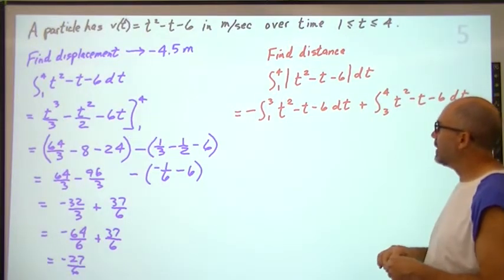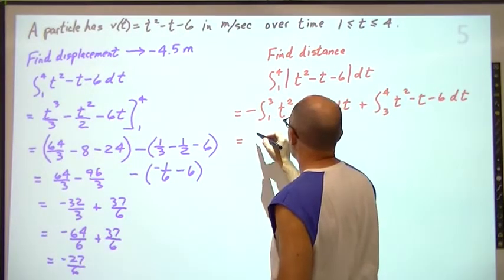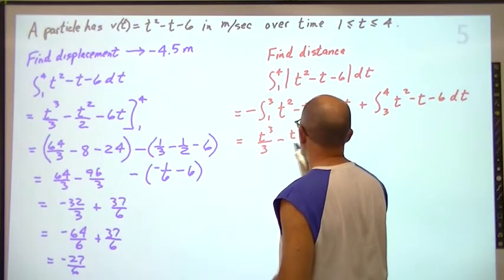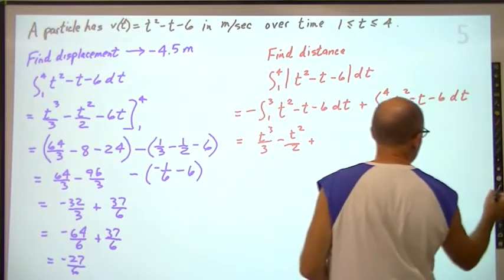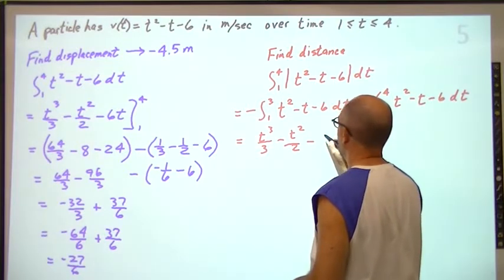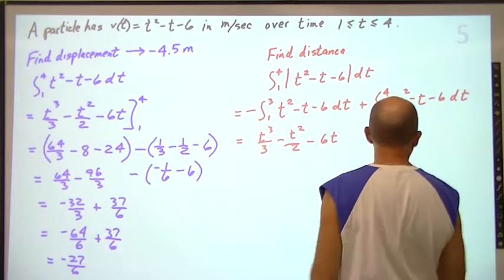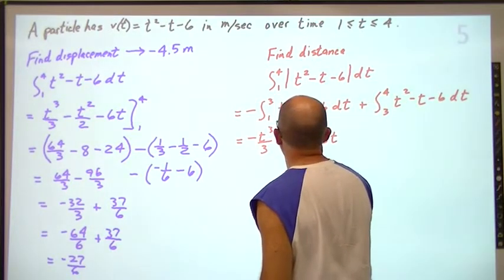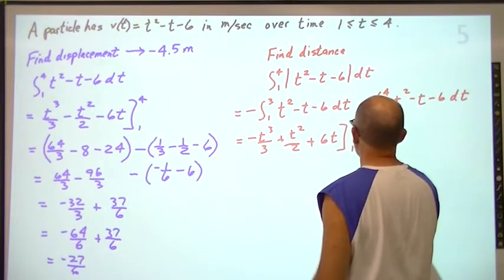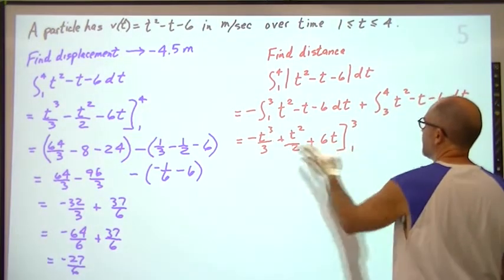So now this becomes, same thing we have here, t cubed over 3 minus t squared over 2 plus, rats, minus 6t. Now notice, the whole thing is negative. So what I'm going to do is put the negative here, make that positive, make that positive. And that's from 1 to 3. So notice I just changed the signs of everything.